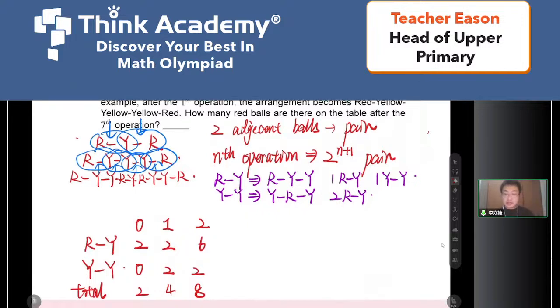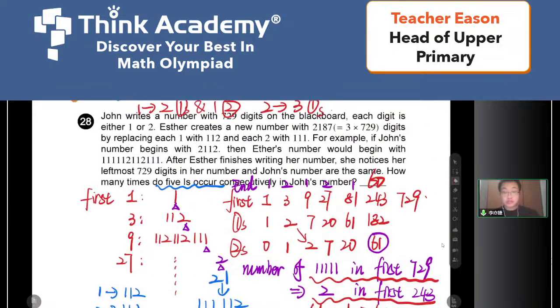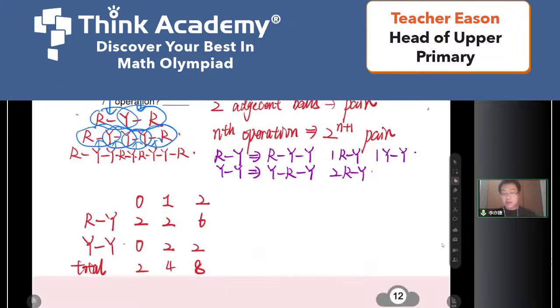So then we can see the number of yellow-yellow in the second step equals the number of red-yellow in the first step. So this is the logic of recursion. This recursion is just similar logic to the earlier stuff, right? The number of yellow-yellow equals the number of red-yellow in the former step.